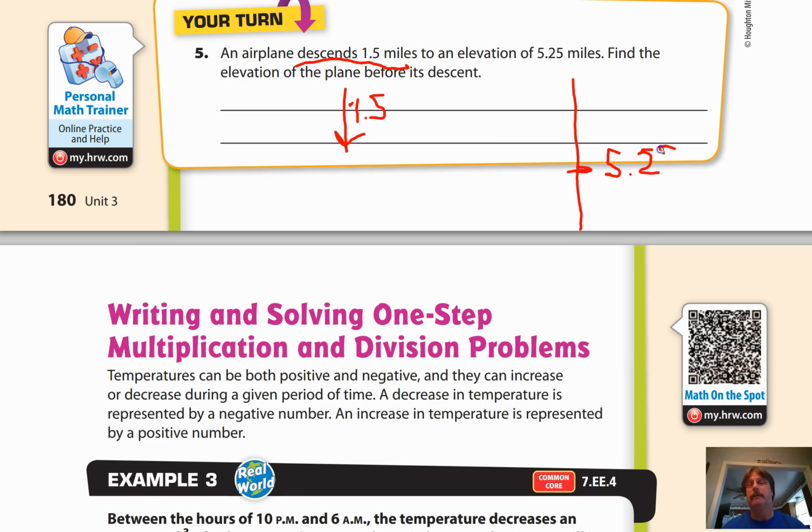5.25. Now that's positive because this would be sea level here, and that's positive. Find the elevation of the plane before its descent. So we're looking right up in here. Where was it at? This is going to be my x. I don't know what it is, so I'm going to have x. It's descending, minus 1.5, and that's going to equal 5.25. Then you can go ahead and use the one-step equations to figure out what x is going to be.